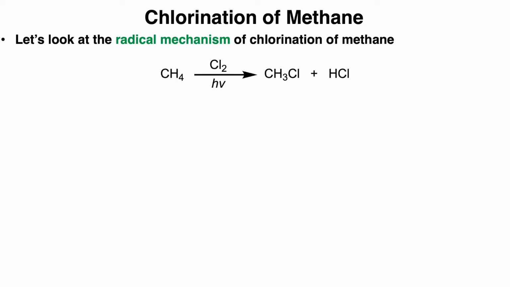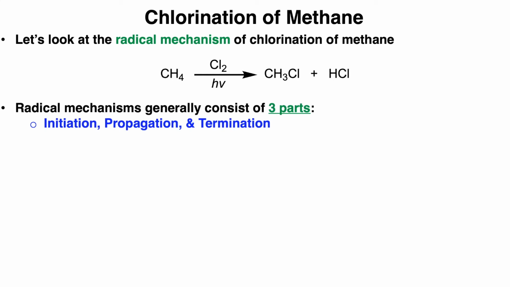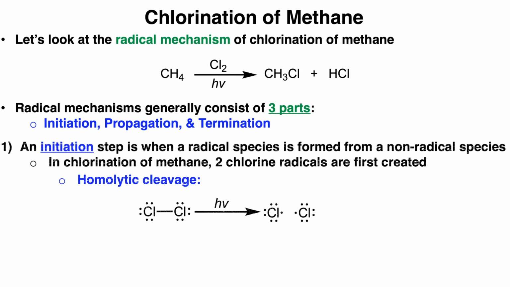Now let's look at the radical mechanism for chlorination of methane. Radical mechanisms generally consist of 3 parts. The first part is an initiation step, which is when a radical species is formed from a non-radical species through homolytic cleavage. In chlorination of methane, 2 chlorine radicals are made where 2 single-headed arrows are drawn to show the breaking of a single bond and the formation of 2 radicals.